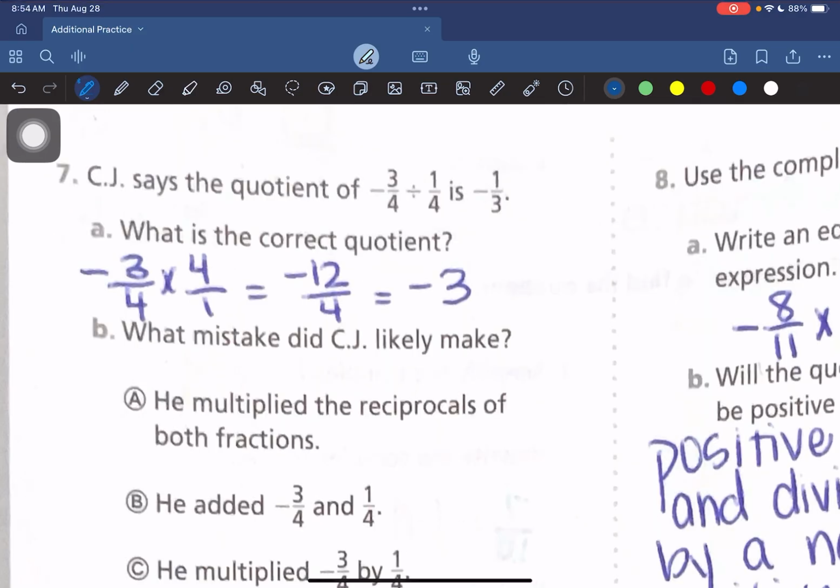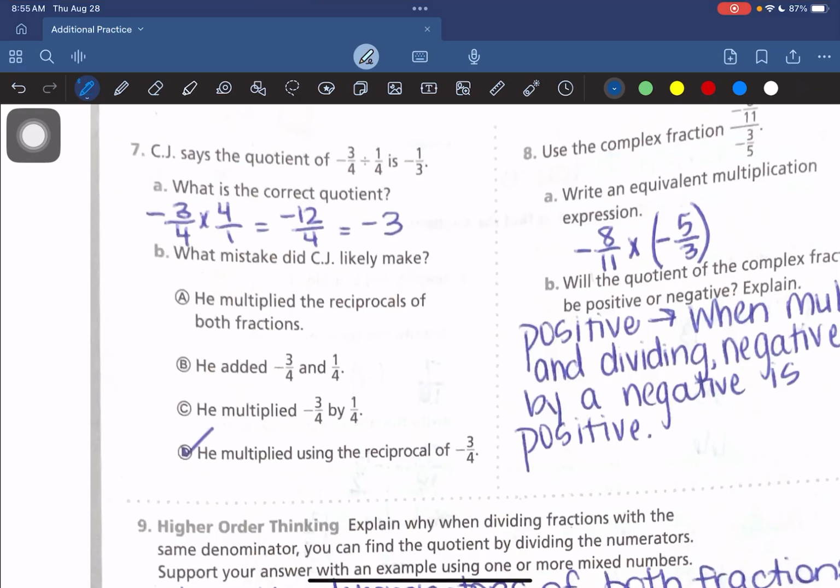It says the quotient of negative 3/4 divided by 1/4 is negative 1/3. What is the correct answer? The correct answer would be saying negative 3/4 times 4/1 equals negative 12/4. 12 divided by 4 is 3, so we get negative 3 as an answer. What mistake did he make? He multiplied using the reciprocal of negative 3/4. So he accidentally flipped the first number and not the second number.